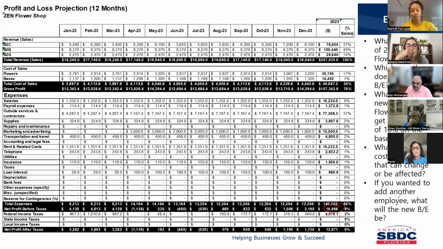Okay, this year she's only making $17,000 profit, so she's not able to grow as fast as before. She doesn't have the money to keep growing. Even though she's projecting to make the same amount of money, her expenses are going really high. She's spending a lot of money on certain aspects, specifically here.